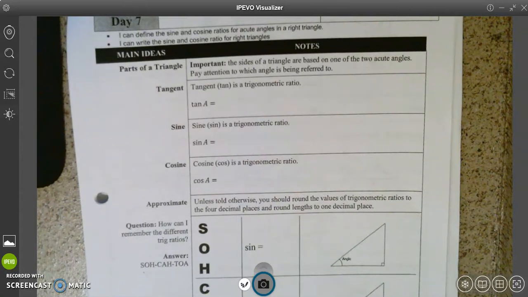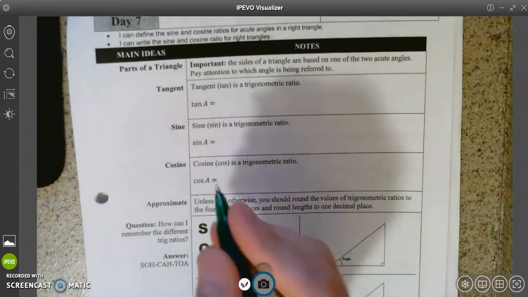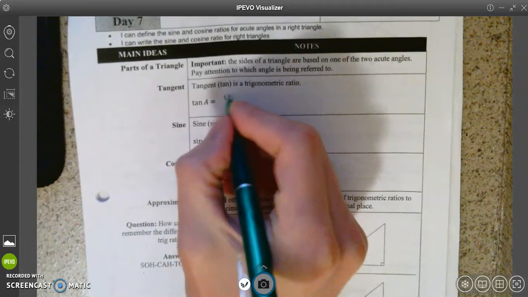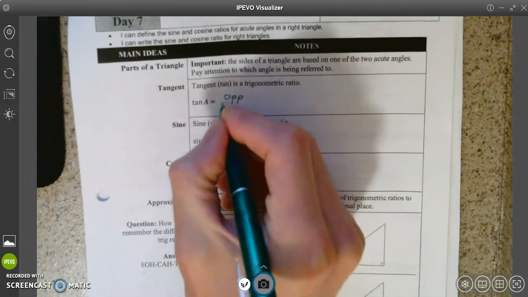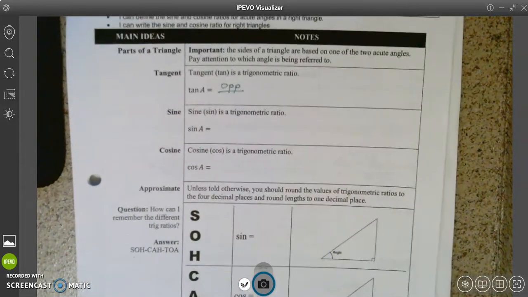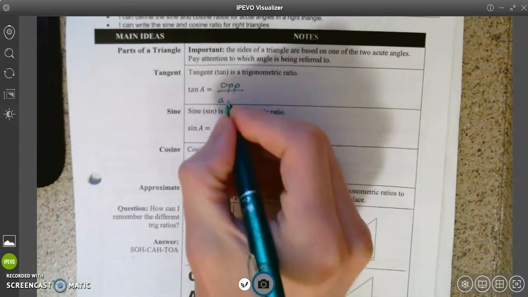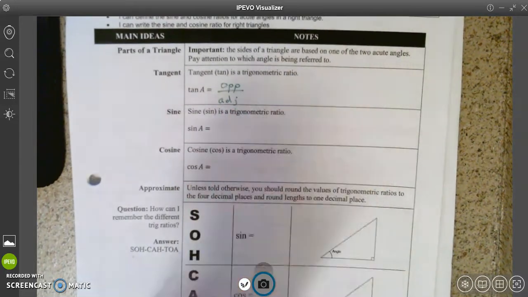Before we begin, a few things to note. We are going to need a calculator to be able to do some of the things that we're working on today. So just keep that in mind as we move forward. One of the things that I want to talk about is just the review of tangent. Tangent, remember, we did the opposite, and I'm going to abbreviate that OPP, over adjacent, and that was ADJ.